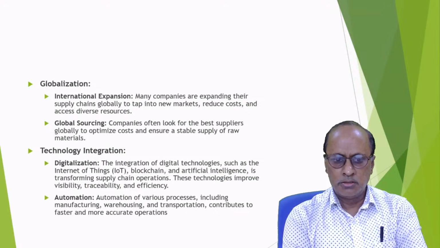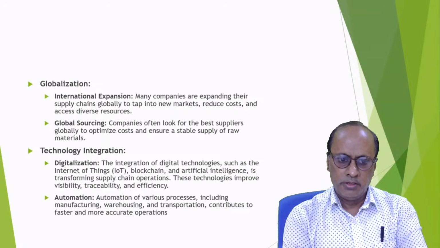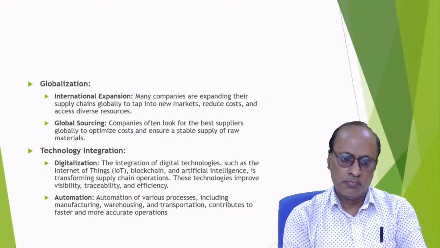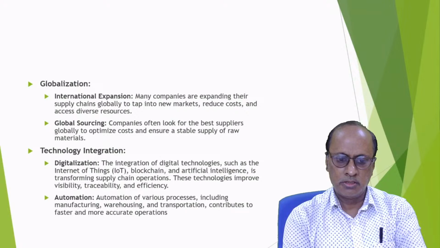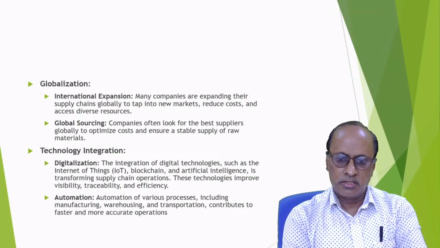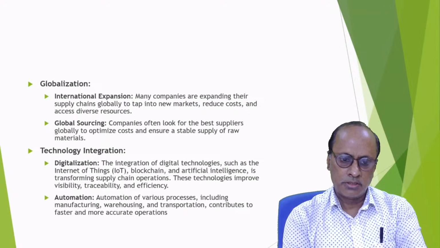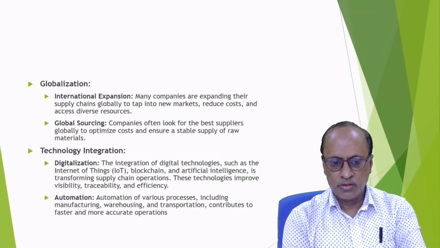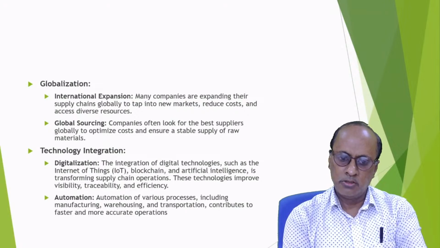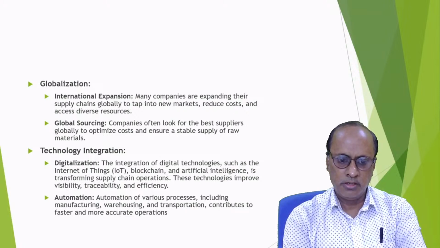Now, companies are more and more integrating their supply chain with technology. The basic advantage of technology integration is that it improves the visibility. That means we can trace the status of the supply chain at each entity, and traceability, and also it increases the efficiency by reducing the lead time and by satisfying the consumers. Automation of various processes, including manufacturing, warehousing, and transportation, contribute to faster and more accurate operations.